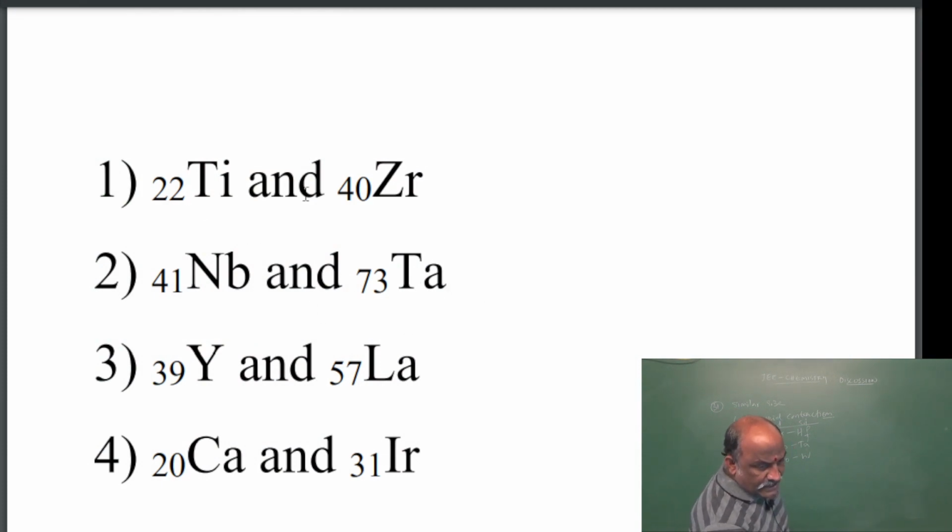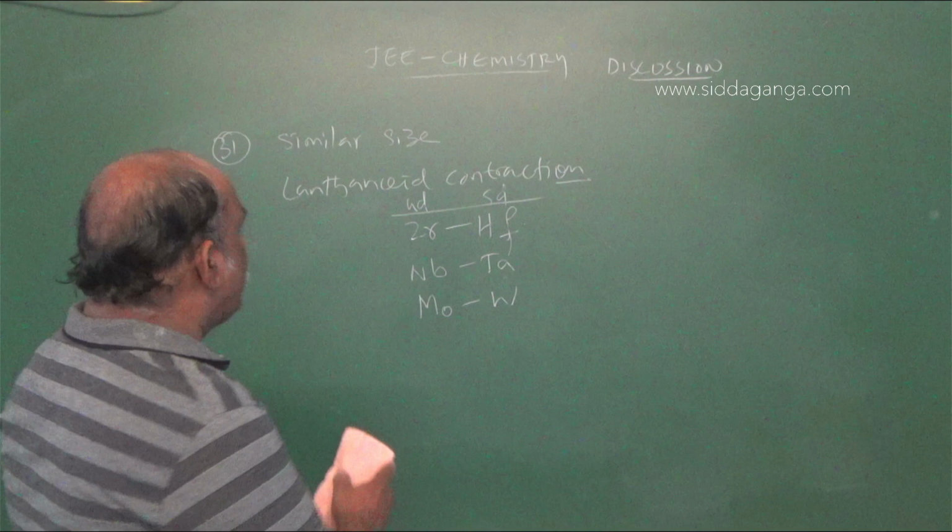But the first option, titanium and zirconium, is not the same in size. Zirconium with hafnium, niobium with tantalum, molybdenum with tungsten, all have the same size. The reason for this size similarity is the lanthanoid contraction only. Clear? So the answer for this question is the second option, niobium and tantalum.